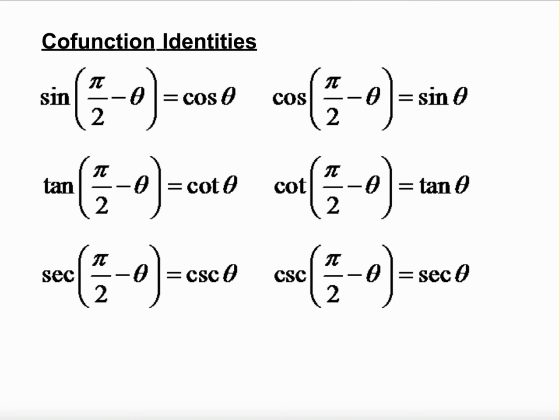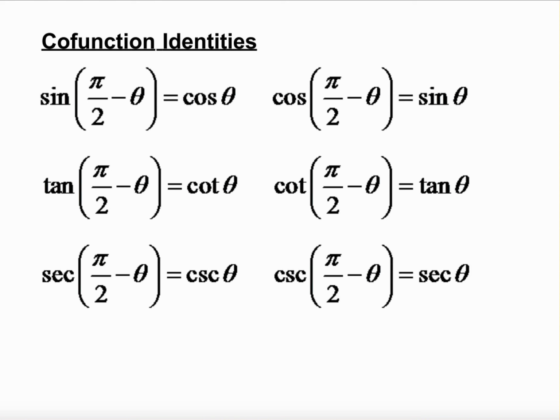Let's try another. We got a few more cofunction identities for you. So the cofunction identities look like this. And it basically says that if we take the sine of, in this case, pi over 2, which you know is 90 degrees, and we subtract some angle theta, that result is the same as the cosine of that angle theta. So sine and cosine have this cofunction identity. And so we can add these to our arsenal along with those basic reciprocal and quotient identities to use as our set of substitutions.